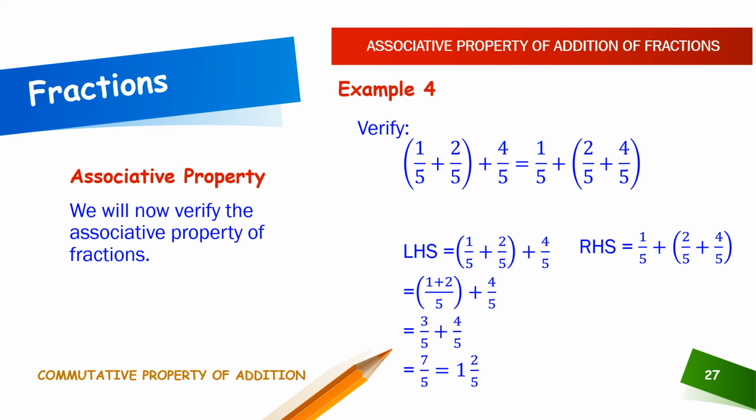And now for the right-hand side. Add the fractions in brackets first. Again, we add the numerators and leave the denominator as it is. We can do this again as the denominators of both fractions are the same, giving us 1/5 plus 6/5. Again, add the numerators and leave the denominators to give 7/5 or 1 and 2/5. And so the associative property has been verified for this example.